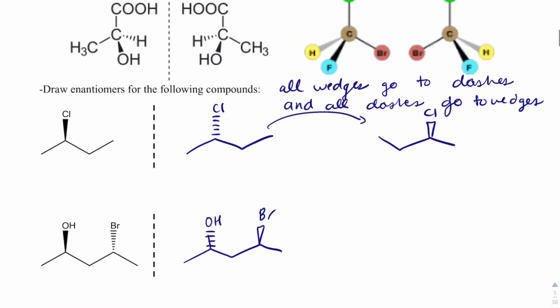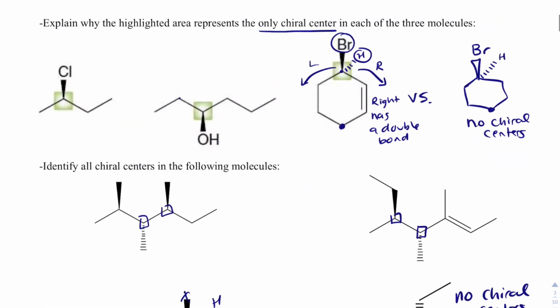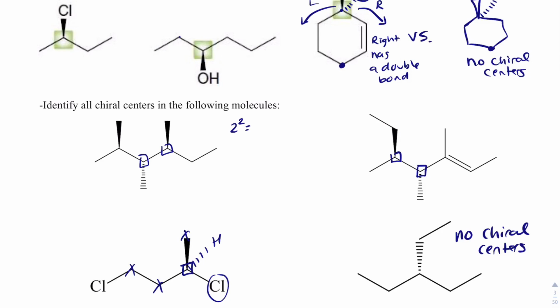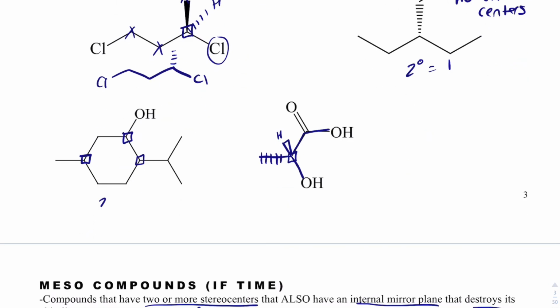If we go up to where we were practicing, all the way up here, this guy has 2 to the second, which equals 4. This guy has 2 to the second, which equals 4. This guy has 2 to the first, which equals 2, which means it doesn't have any diastereomers: I flip 1, and by default I flip them all because there is only 1. This has 2 to the 0, which is 1, which means it only has one possible structure. This guy has 2 to the third, which is 8. And then this guy has 2 to the 1, which is 2.